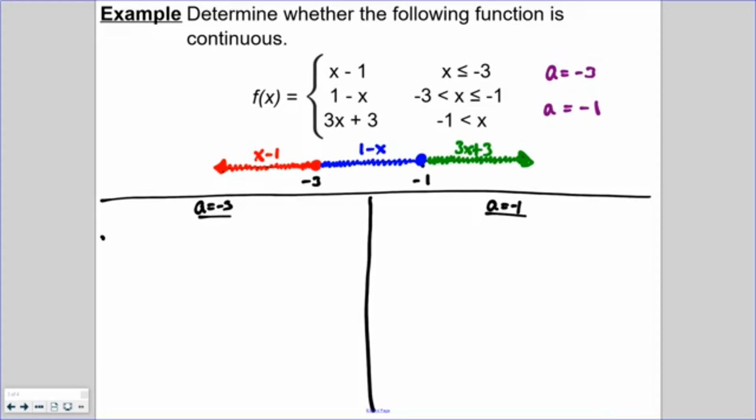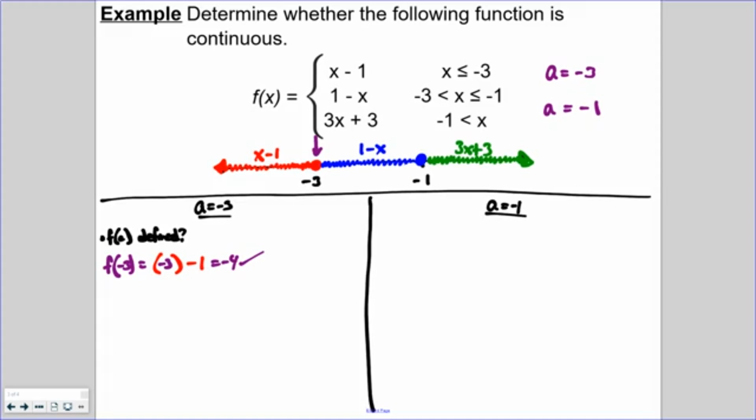Alright, so our first condition is f of a defined. So, in our first side here, we're looking at when a is equal to -3, so we're looking at f of -3. So now we just need to figure out which expression we're going to plug -3 into. And as we can see, -3 exists with the red, which is our x minus 1 function. So we'll plug the -3 into that, so we'll have -3 minus 1. And -3 minus 1 is -4, so this condition is satisfied.